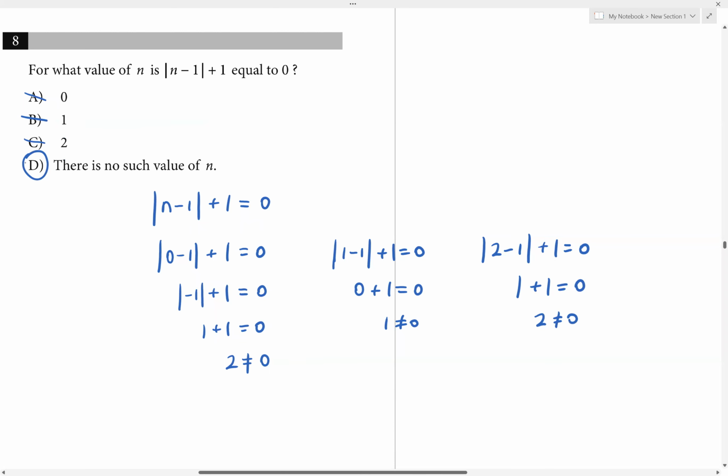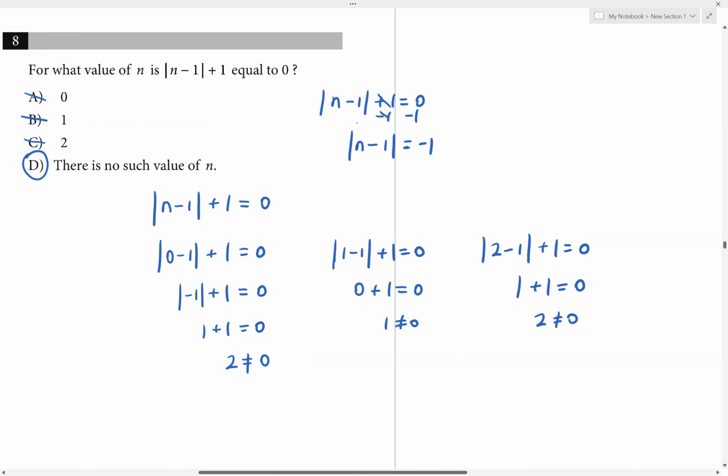There is no such value of n. And if we think about this, why is that? Why don't we have any n value that works? Well, if we go back to the original equation and solve this algebraically, what we need to do is subtract 1 on both sides. If we do that, we get |n - 1| equal to negative 1.